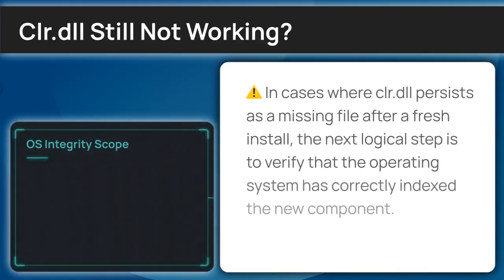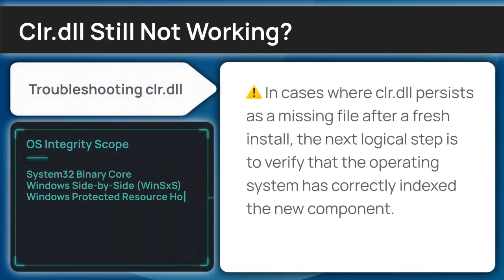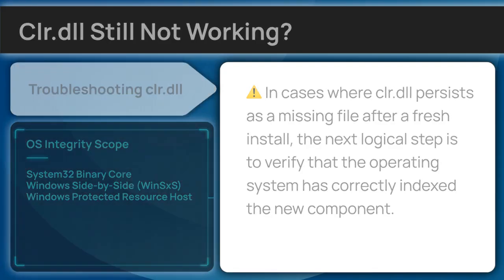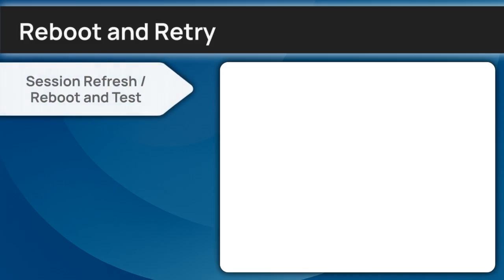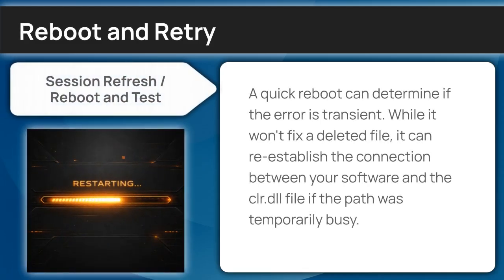When a standard software refresh isn't enough, we need to bypass the automated installers and look at manual system state resets. A quick reboot can determine if the error is transient. While it won't fix a deleted file, it can re-establish the connection between your software and the CLR library file if the path was temporarily busy.